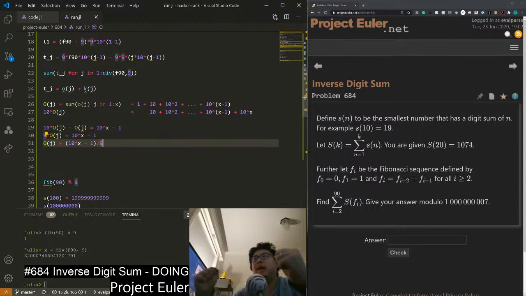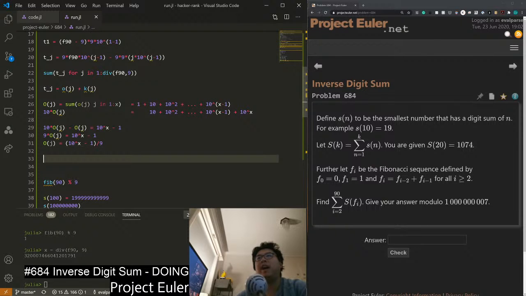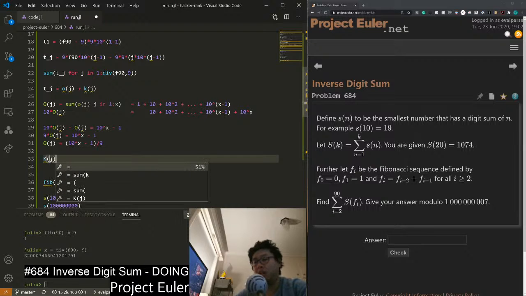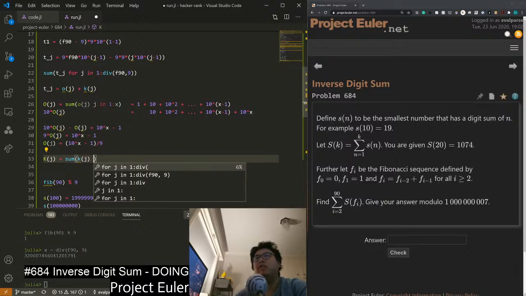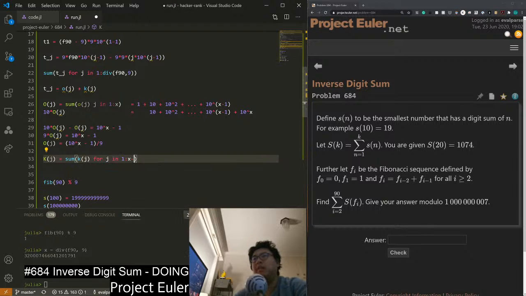Okay, so actually I'm getting somewhere, because I figured out what the sum of the OJs is. It's just this simple thing. I wish I had remembered this simple formula from high school. Now, if I define, this is the Kale Miller bit, K of J is equal to the sum of small kj's, for J in 1 to x minus 1. It's actually x minus 1.